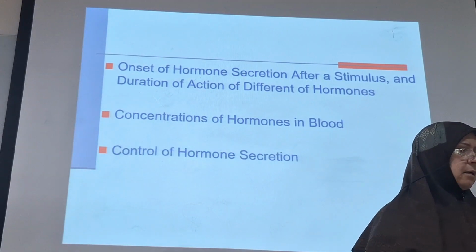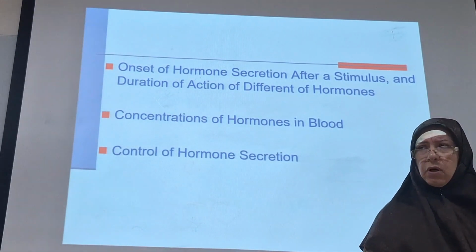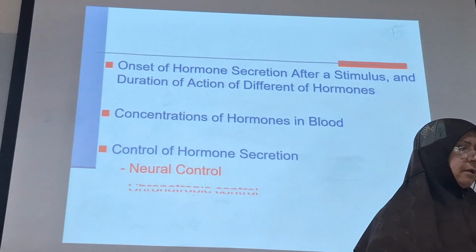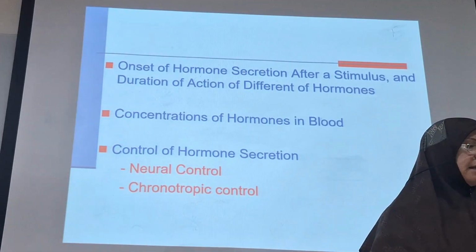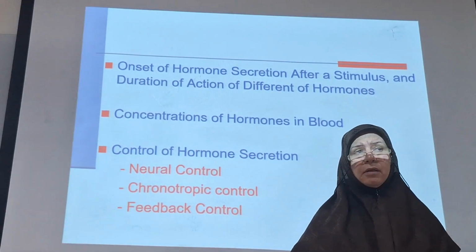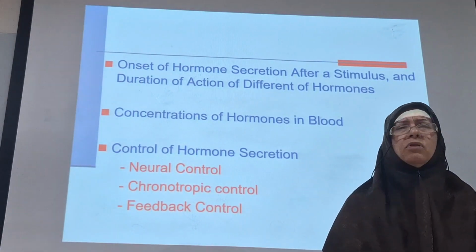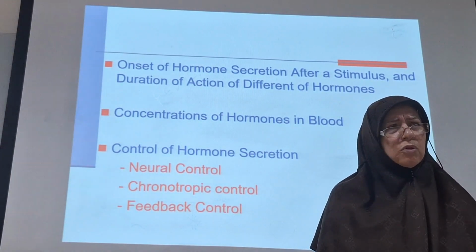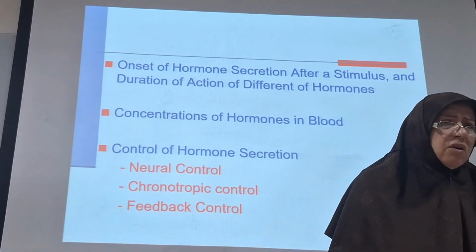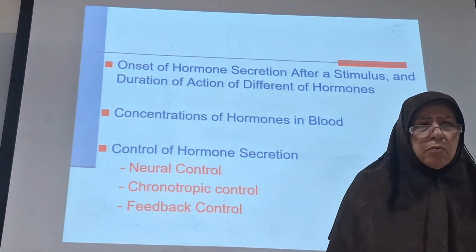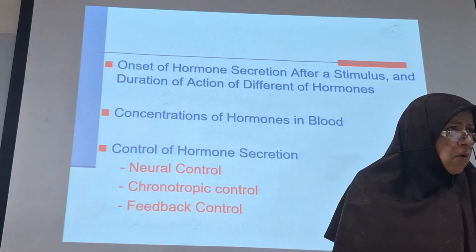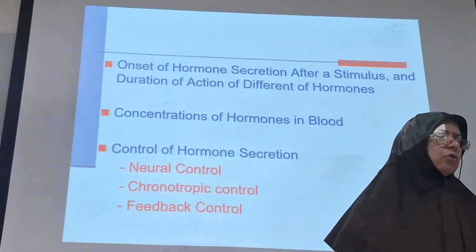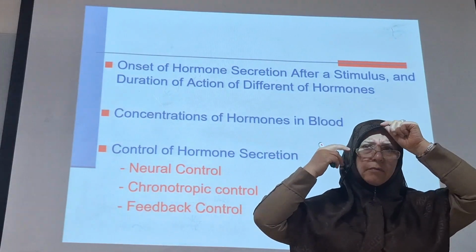And control of hormone secretion. Hormone secretion is controlled by neural, chronotropic, and feedback mechanisms. For some hormones, neural control is important, for example for insulin and glucagon. Most hormones are not controlled by the nervous system. About chronotropic control, do you know chronotropic control?